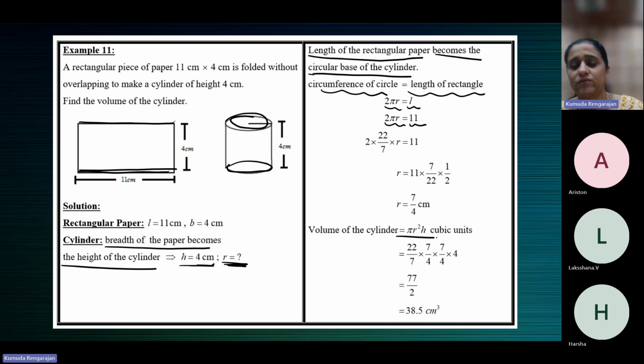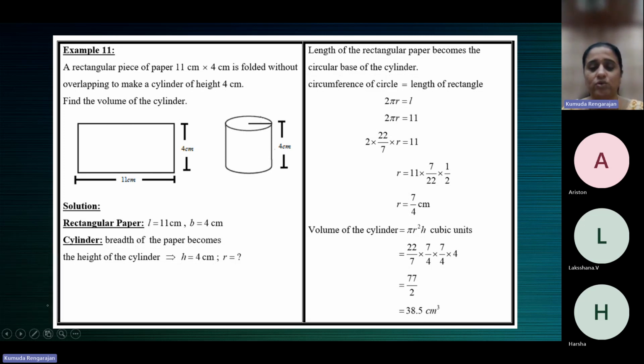Now find the volume using the formula pi r square h. Pi r square: 7 by 4 into 7 by 4 into h, 4. So that gives you 38.5 centimeters cube. Volume, so centimeter cube.